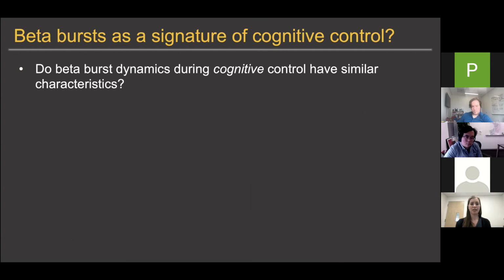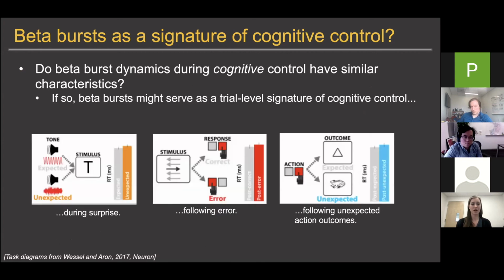So the question then is, do beta burst dynamics during cognitive control have similar characteristics as they do during motor control? And if they do, this leads to potentially interesting avenues of research where beta bursts might serve as a single trial level signature of potential mechanisms during instances in which cognitive control is needed, such as during surprise, following error, and following unexpected action outcomes as well.